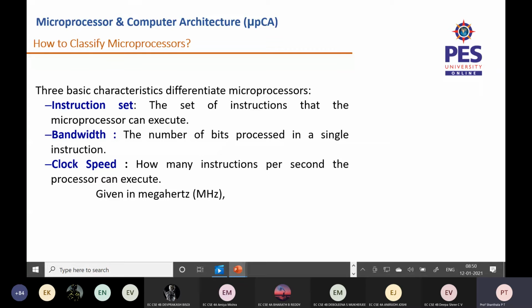The second criterion is the bandwidth, the number of bits processed in a single instruction, I mean the size of the instruction, as well as the clock speed. The clock speed is how many instructions per second the processor can execute. That is given in megahertz. So the unit is megahertz, which we use for the clock rate.